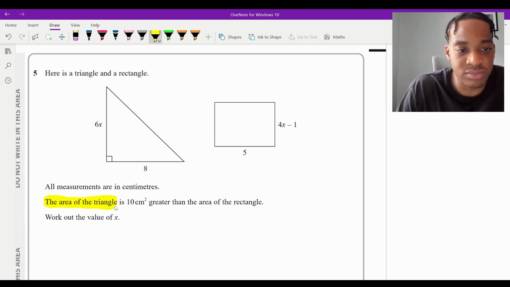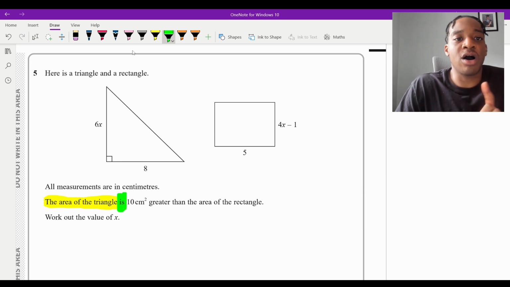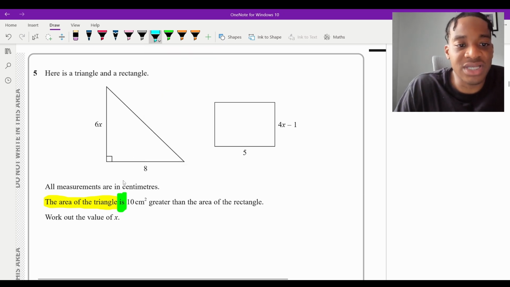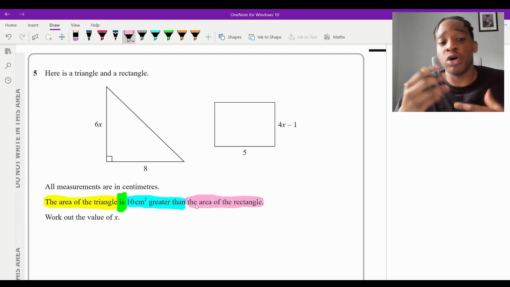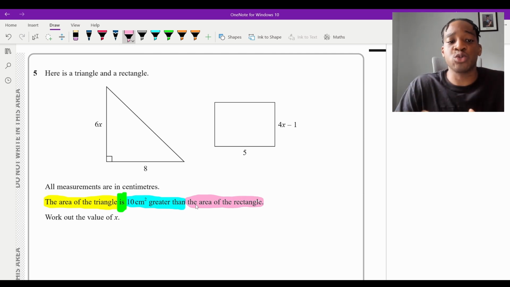Which I'll highlight in yellow. Okay. Now, the next part I can see is this word "is", right? And then after that, I've got "10 centimeters squared greater than", and then the last part is "the area of the rectangle". So what I need to do is figure out each of these in terms of mathematical expressions or symbols and put it into some sort of equation, right?